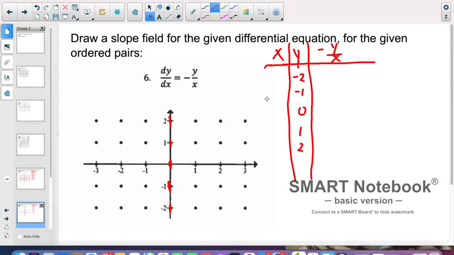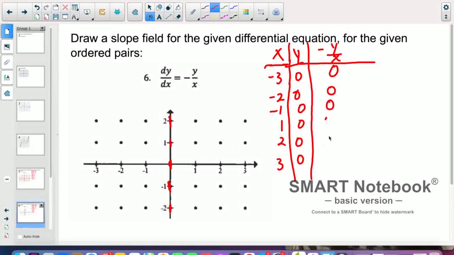Okay, so I think the next thing I'm going to do is deal with any y value being 0. Because if I have 0 up here, wouldn't that give me a 0 slope down here? So how do I get 0 here? Well, I have to have a 0 on top. So let's talk about any of the ordered pairs that have zeros as their y values. So we would have those ordered pairs on the x-axis. So if I plug those in, I would have 0 over -3, then 0 over -2, then 0 over -1, and so on. So every one of these is going to have a slope of 0.